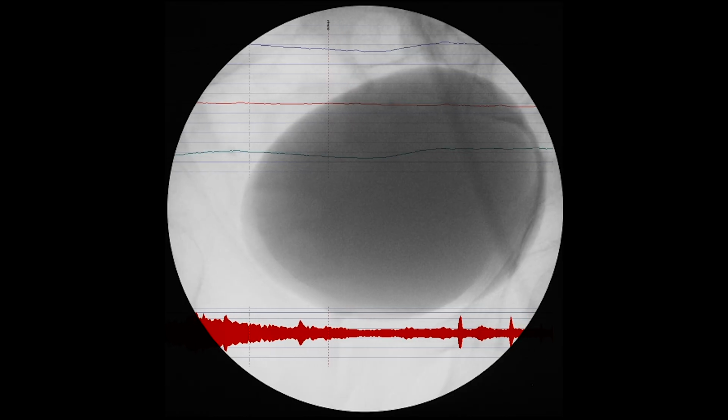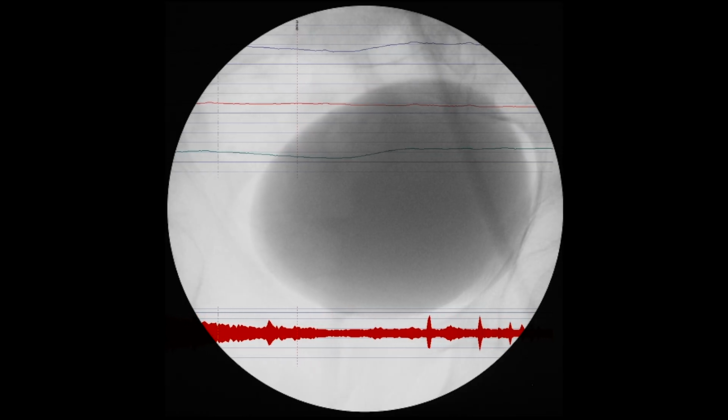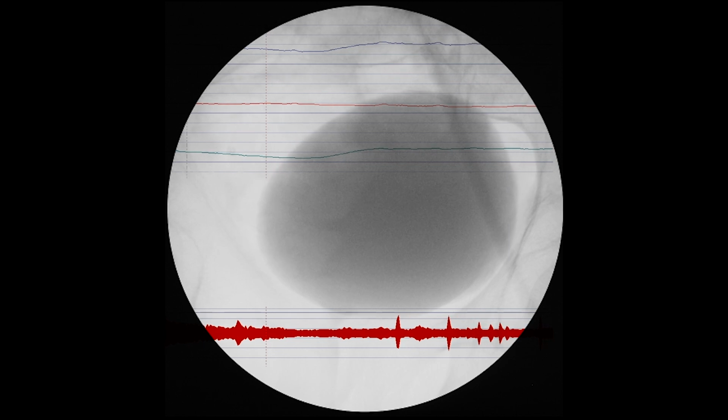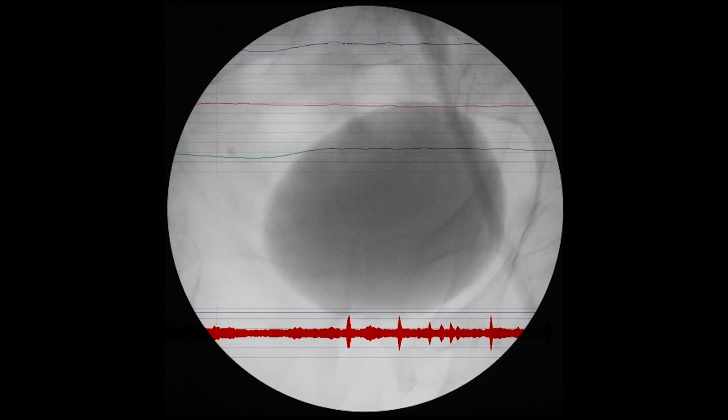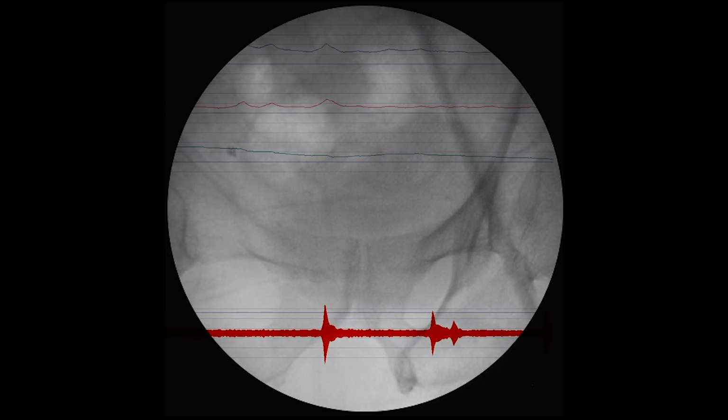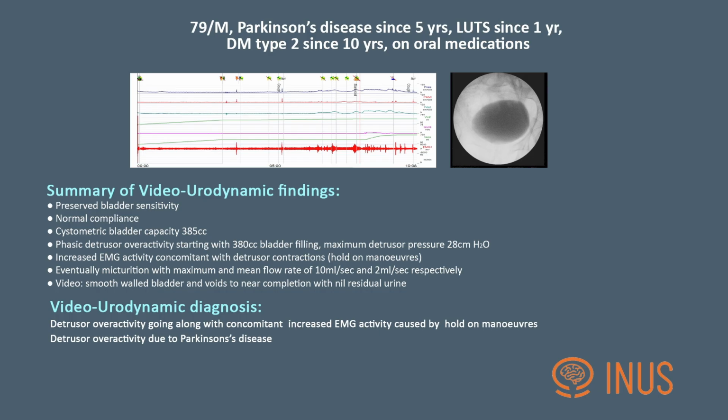Patient is in the process of voiding and has generated a detrusor pressure of 26 centimeters of water. Patient has voided to near completion. So the videodynamic diagnosis is cerebral detrusor overactivity with concomitant intermittent increased EMG activity caused by hold-on maneuvers when urgency comes up.